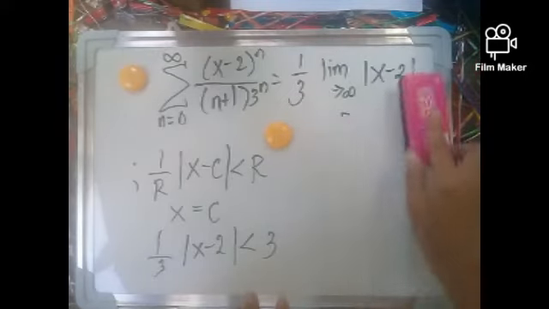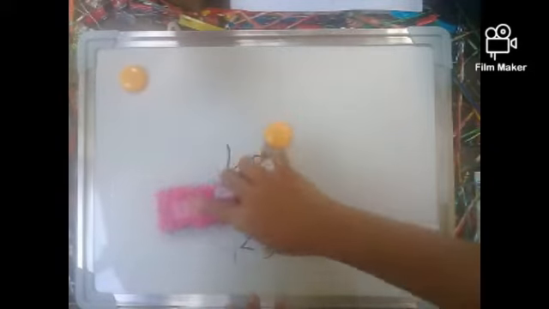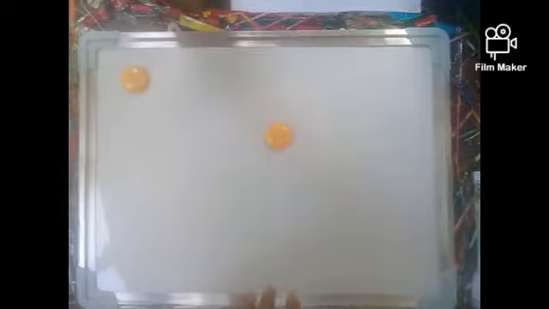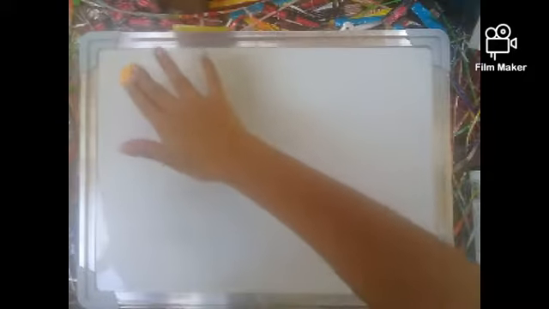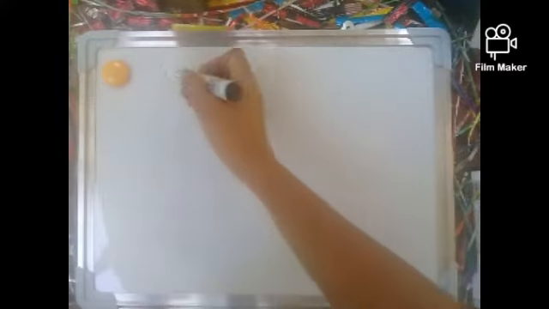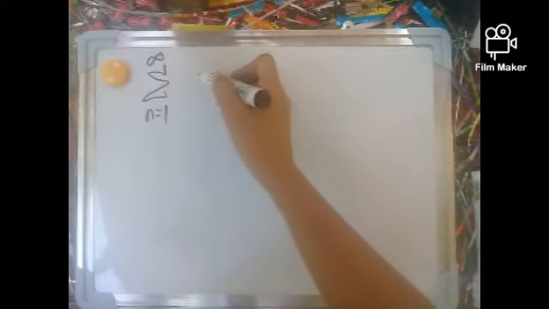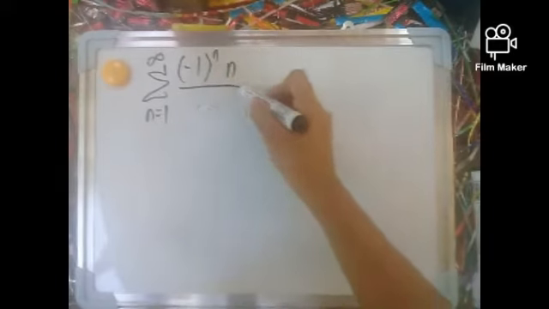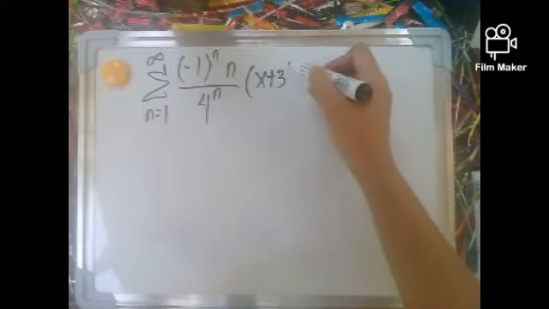Let's take another example na ibinigay sa atin ng ating professor, si Sir Richmond Jet Marasigan, na sinagutan sa ating midterm. And that would be the series as n is equal to 1 to infinity of negative 1 raised to n times n over 4 raised to n times (x plus 3) raised to n.